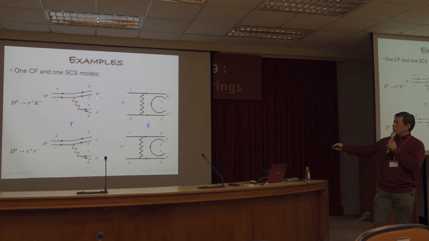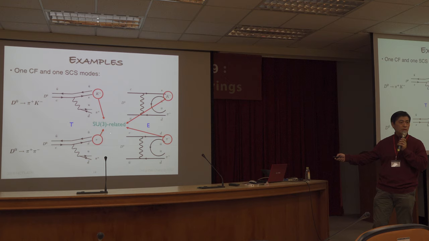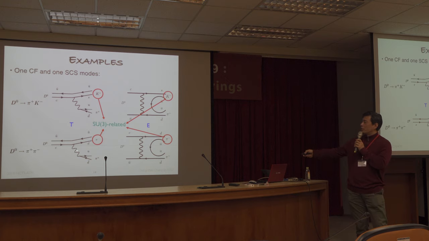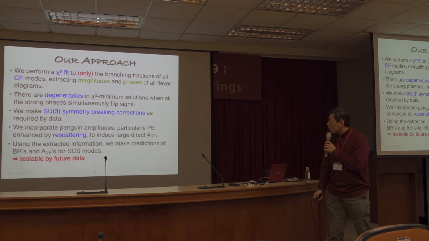So you can see here is the S quark, but here is the D quark. Both of them involve tree diagram plus exchange diagram, and they are related by the SU(3). So in our formalism, we say that these two diagrams have the same strength, apart from the CKM. And likewise, these two have the same strengths and the phase.